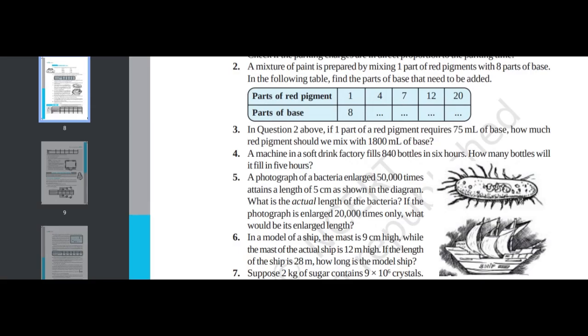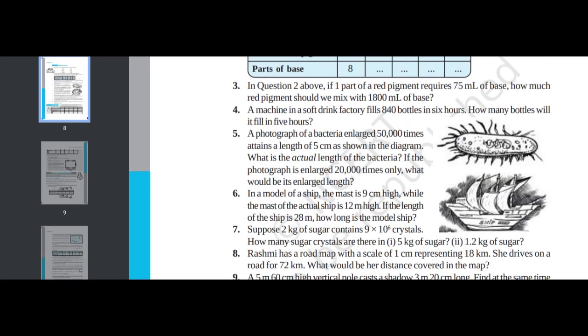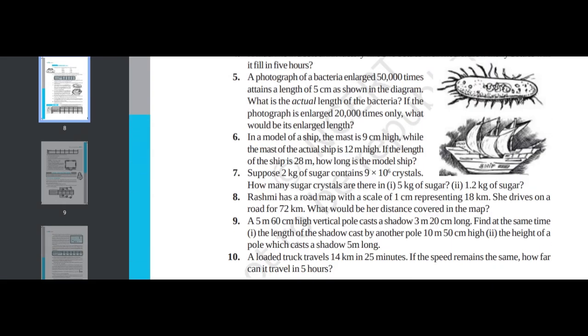Okay, very good. So, do we have to move to question number 6? In a model of a ship, the mast is 9 centimeter high while the mast of the actual ship is 12 meter high. If the length of the ship is 28 meter, how long is the model ship? There are 3 different values. 9 is the x, and for the 9, 12 is y, and 28 is the y. We have to find the x simply.